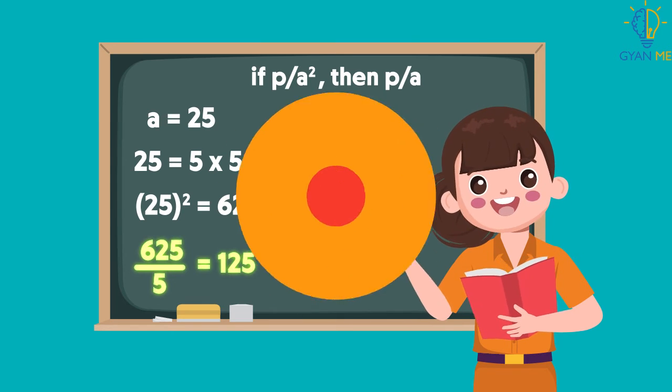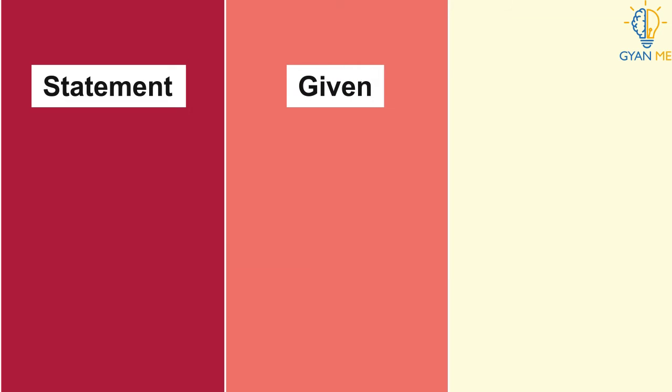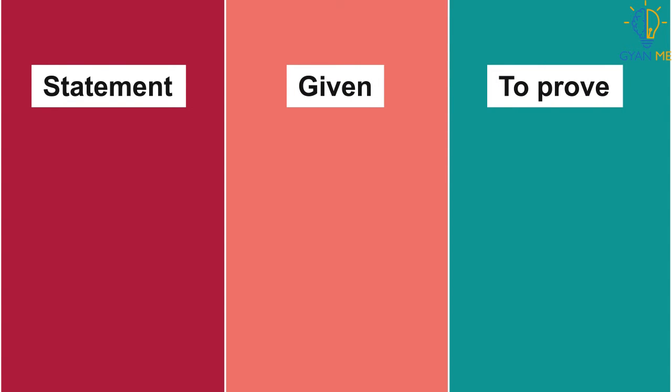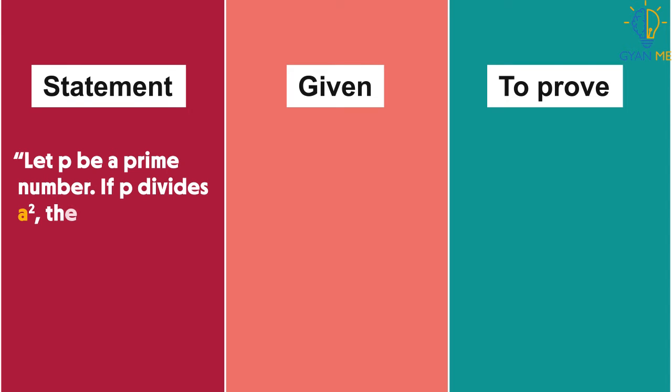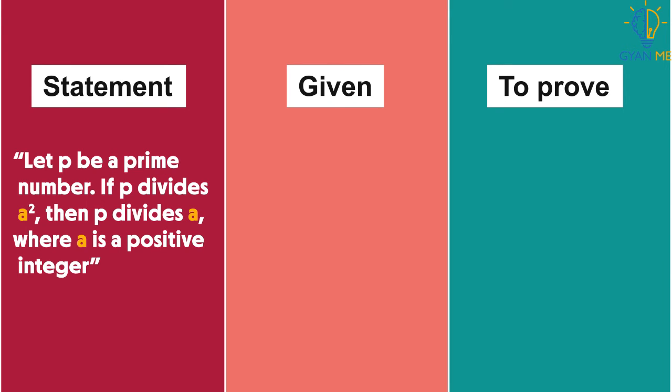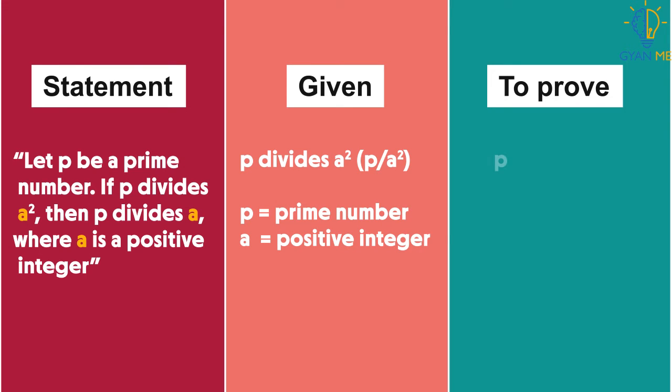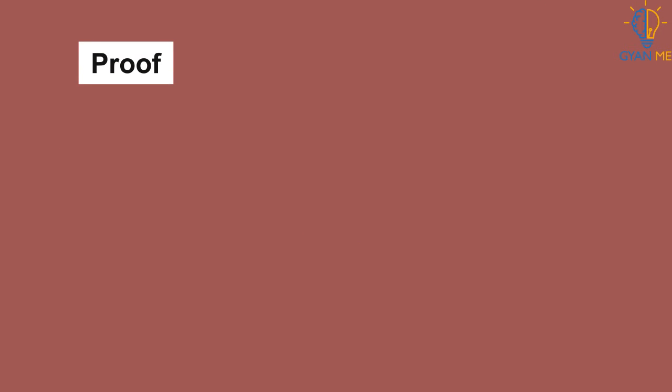Now let's prove this theorem. For that, we write the statement, given, and to prove of the theorem. So we are given that let p be a prime number, and if p divides a square, then p divides a also, where a is any positive integer. So we are given that p is a prime number and it divides a square. It is a factor of a square. And we have to prove that p also divides a, that is, it is a factor of a also. Now students, no assumptions are required to prove this theorem, so we will directly start the proof.